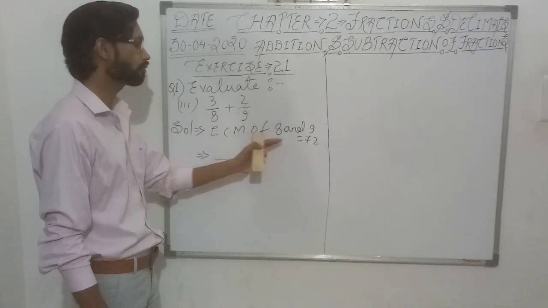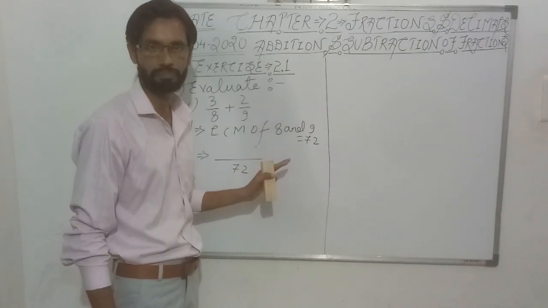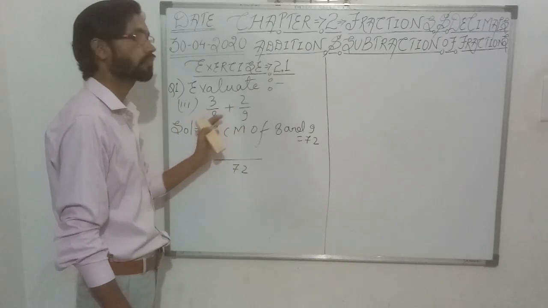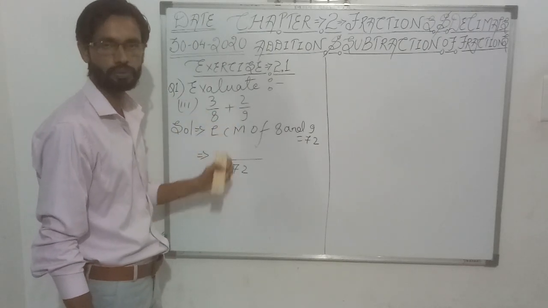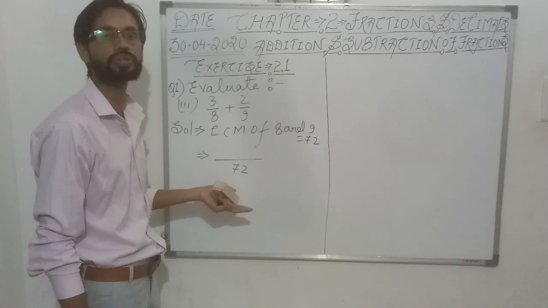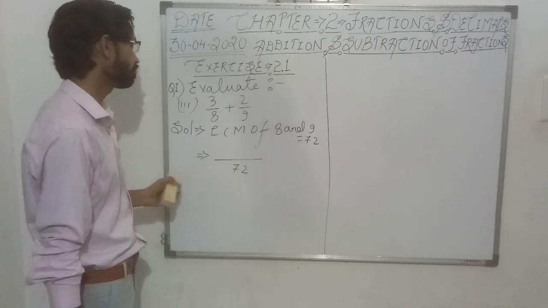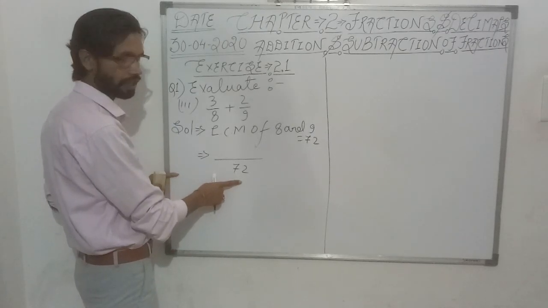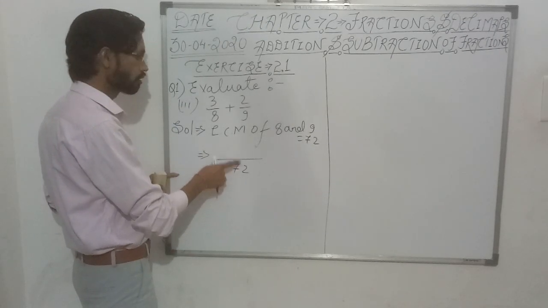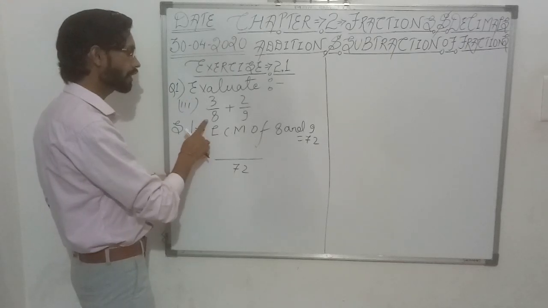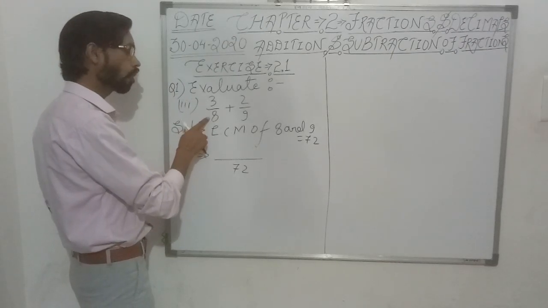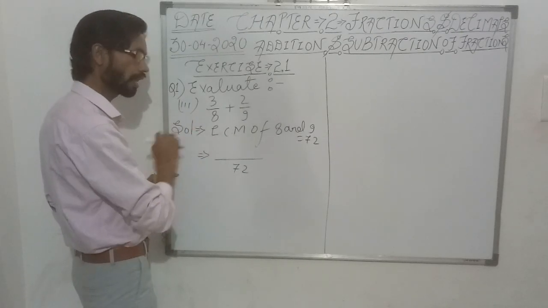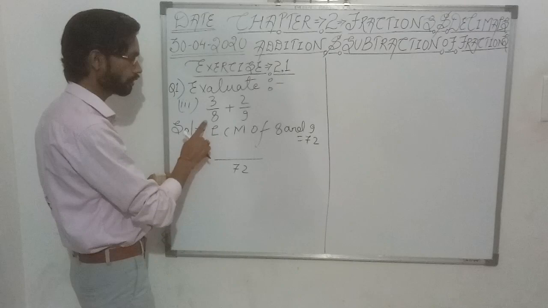Because many of the students find it very easy to take out the LCM, but they commit mistakes while adding or subtracting the two fractions, which is very easy, but still they commit the mistake. It's just very simple. Let's see how. Whatever LCM we have taken out, that is 72, you have to divide it by the denominator of the first fraction. Like here, we have to divide this 72 by 8.